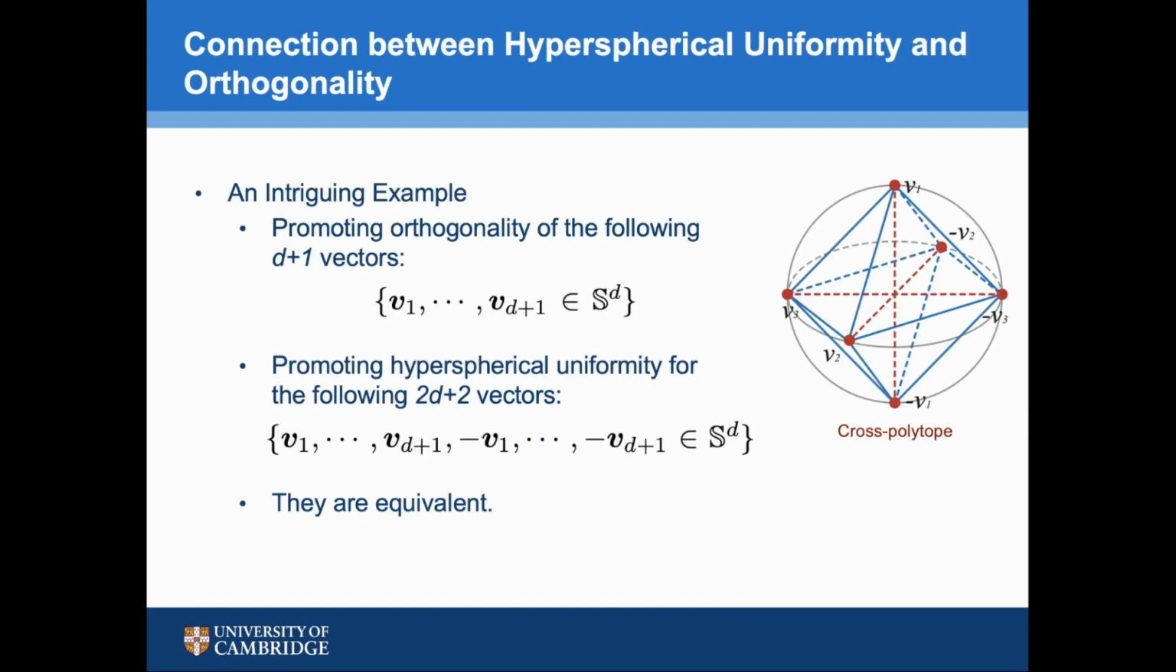We build the connections between hyperspherical uniformity and orthogonality by considering this intriguing example. Suppose we have d+1 vectors on a unit d-dimensional hypersphere, then promoting orthogonality of these vectors is equivalent to promoting hyperspherical uniformity of the following 2d+2 unit vectors.